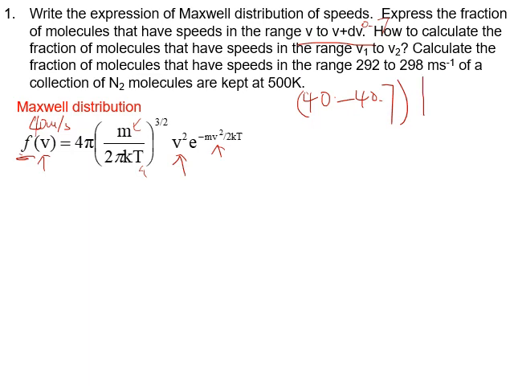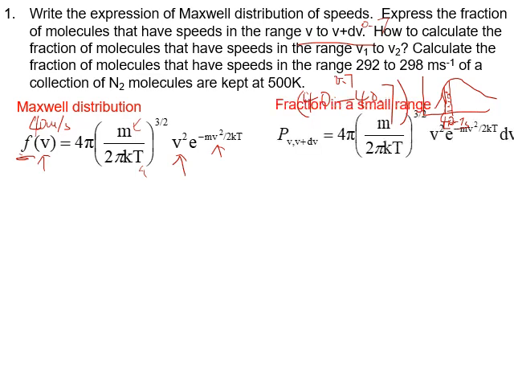So if we look at the diagram here, let's say this is 40 meter per second. We are now calculating a small range, 40 to 40.7. If this range is very small, like here it is 0.7, then in calculus we can just use the fraction at one point times the tiny range.